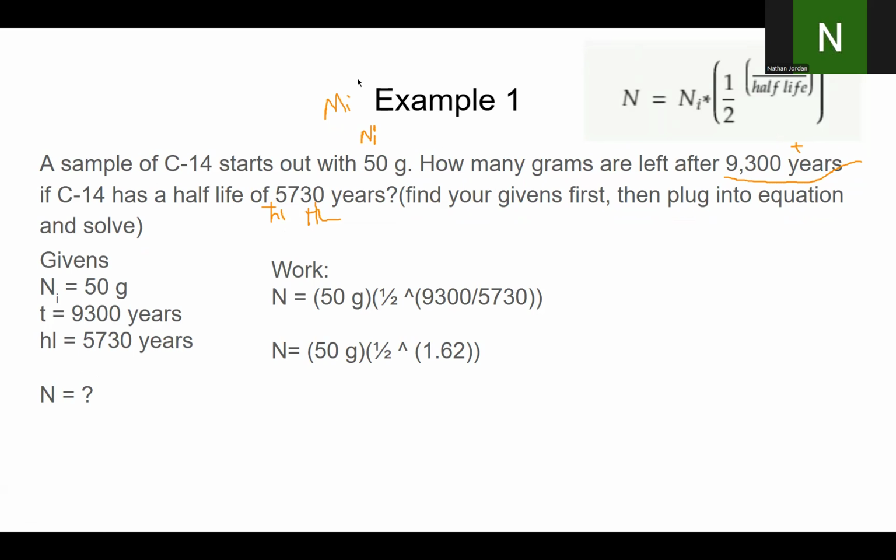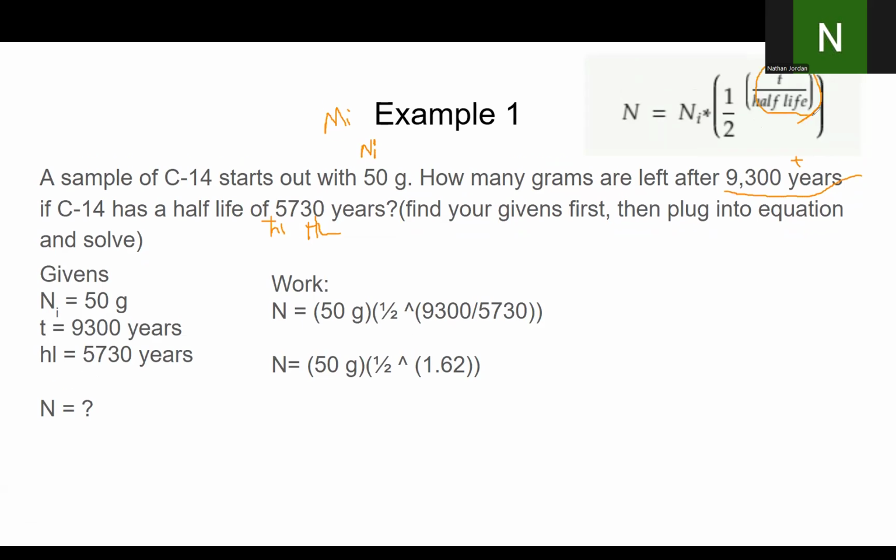So how this equation works is this part here in the exponent. This will calculate how many half-lives have passed for this substance. In 9,300 years, how many half-lives have passed? We just divide by the amount of time it takes for one half-life to pass. This gives us that in this time 1.62 half-lives have passed. In each half-life, half the substance remains. So this tells us how many times we need to multiply our initial amount by 1/2, hence the exponent.